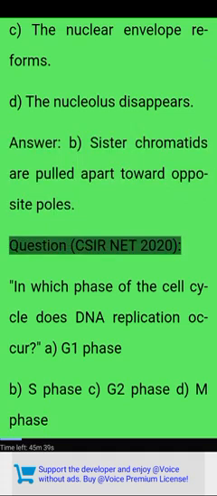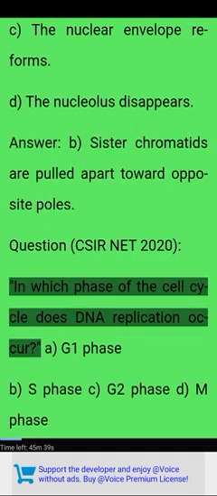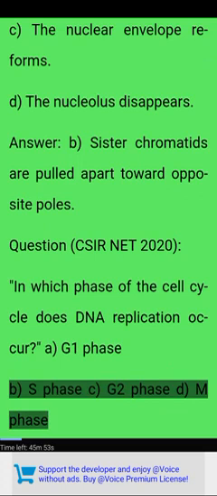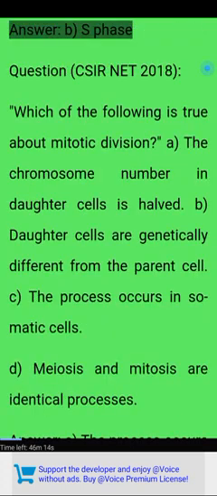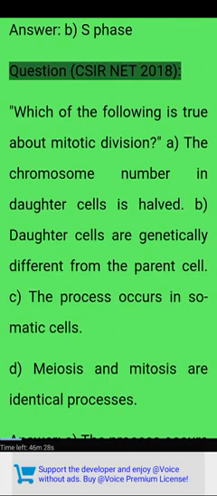Question CSIRNET 2020. In which phase of the cell cycle does DNA replication occur? A, G1 phase. B, S phase. C, G2 phase. D, M phase. Answer, B, S phase. Question CSIRNET 2018.